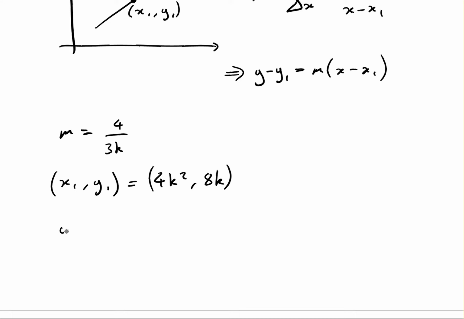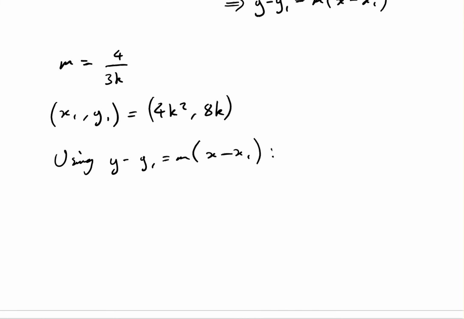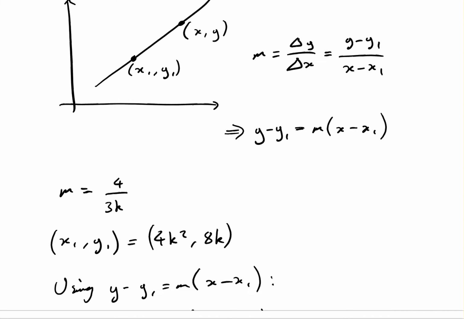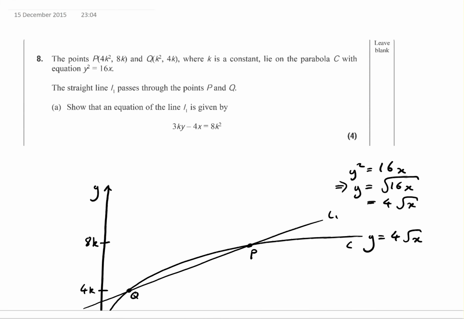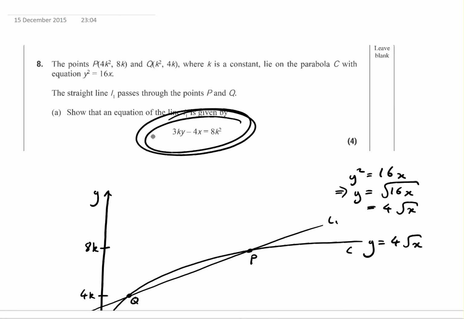Now sub it into our formula. So we say, using y minus y1 equals m times x minus x1, we get y minus y1, our y1 is 8k, equals m, which is 4 over 3k, times x minus x1, our x1 is 4k squared. Right? And then we do a little bit of manipulation. Remember what we're after. We are after this thing here. So we want to give it in this answer.